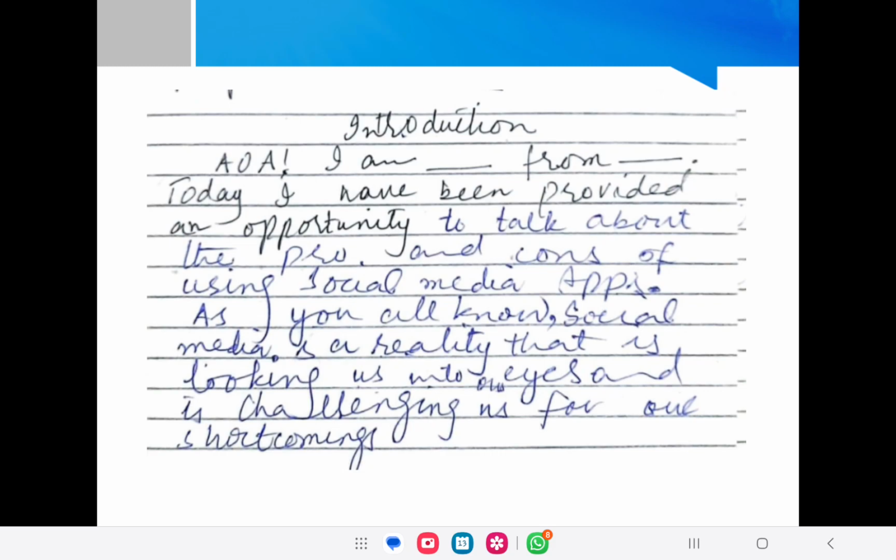So let's read this. There's no need to write assalamu alaikum because we have a start here. Good morning, everyone. If this is not a classroom debate, if you are talking to the general public, or to your school student council, or in your school assembly, you will start it: Good morning, everyone. I am this from this class.